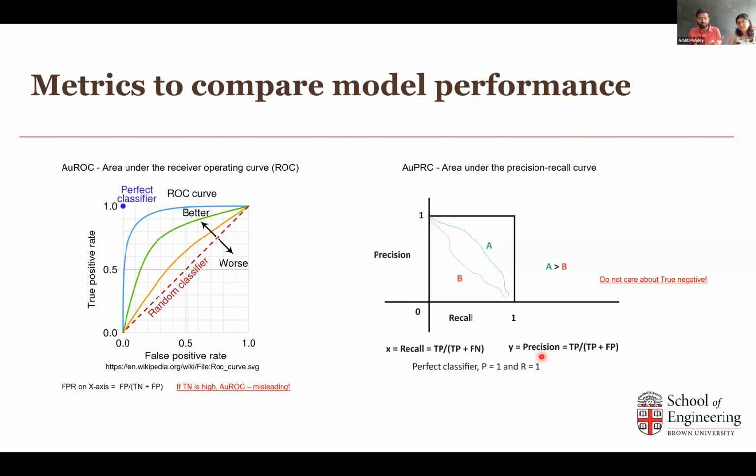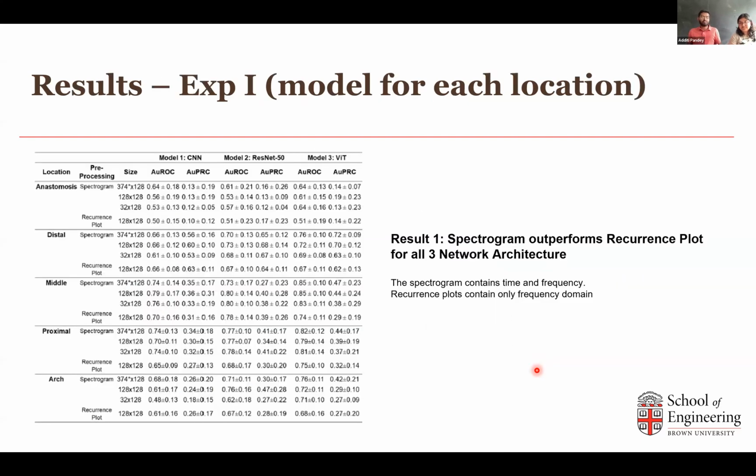So both the metrics were used in the study, and I'll show you the results later. So the results for this experiment one, which is modeling for each location of area. The first result which the authors highlight here is that spectrograms outperform recurrence plots for all the three different network architectures considered. And the intuition here is that spectrograms contain information about time and frequency, while recurrence plots can only have frequency domain. So the spectrograms outperform recurrence plots in this regard.